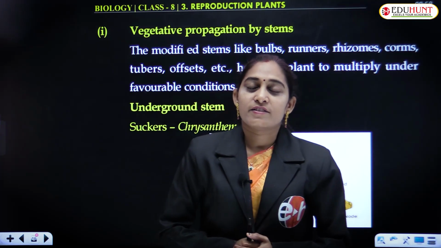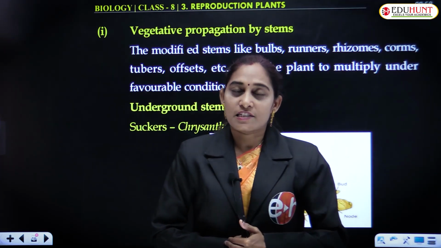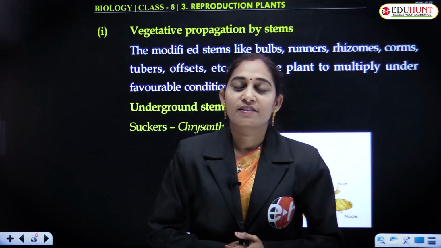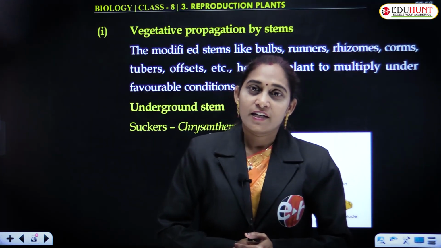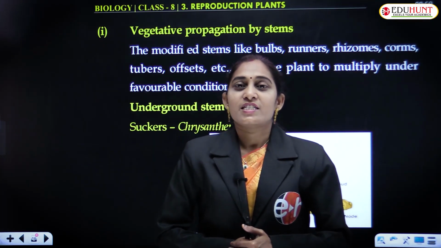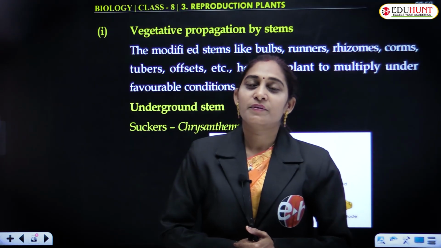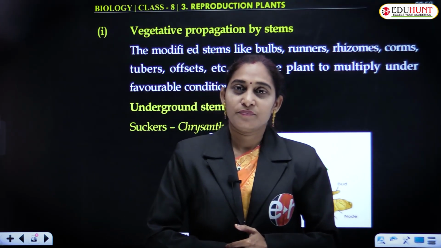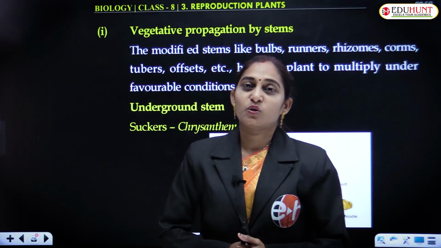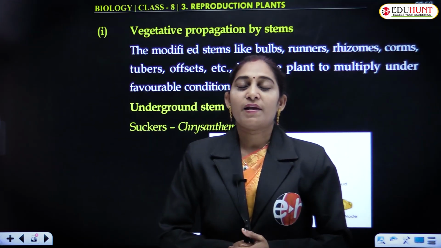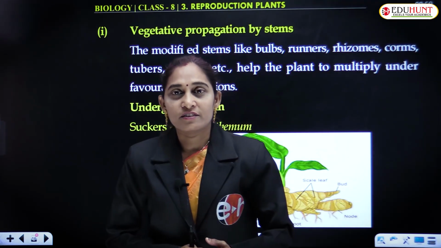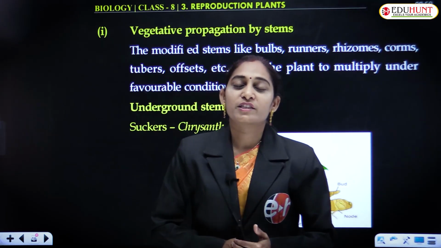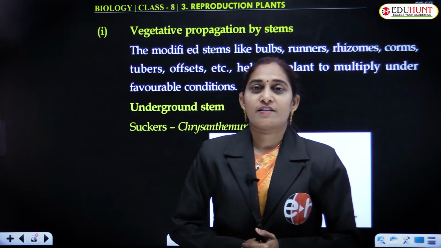And the second one is subaerial stems, like in oxalis, the runners, stolons in jasmine, suckers in chrysanthemum, that is chamanti, even mentha, mint. These plants reproduce vegetatively by formation of suckers.